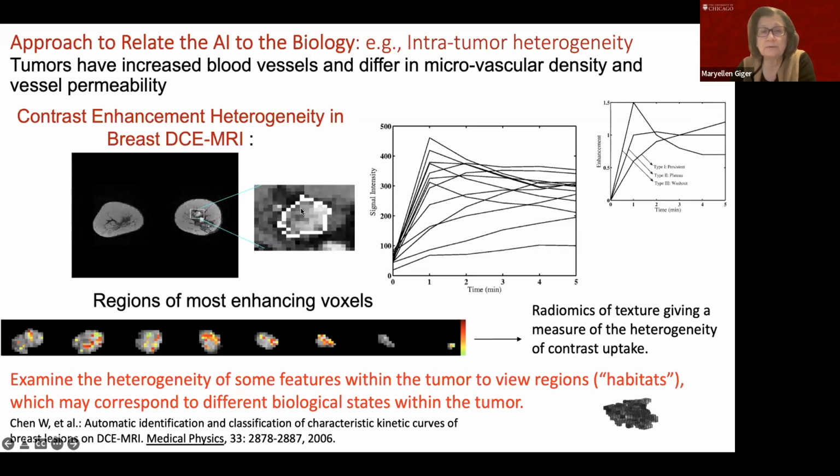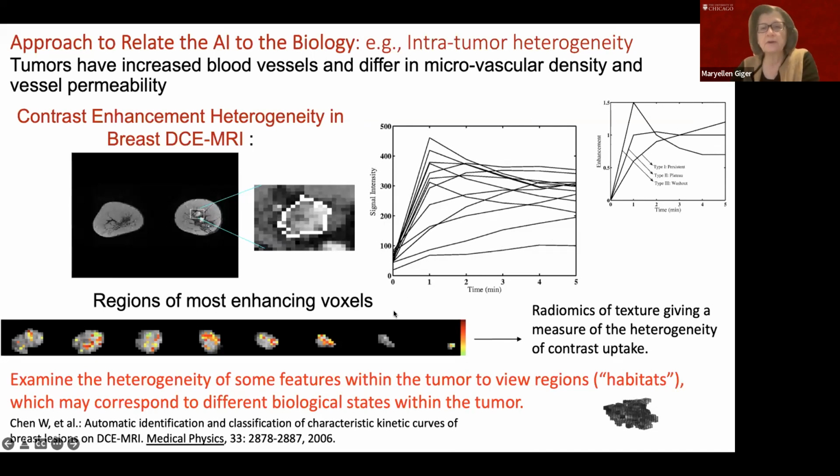So what we did was we looked at all those voxels within the tumor. And you can see that some of them have more of a rapid uptake and some were quite slow in uptake. And we did two things. First, we looked at the characteristics of only the most enhancing, and we pulled out a most enhancing curve for kinetic evaluation. But we also looked at the texture.